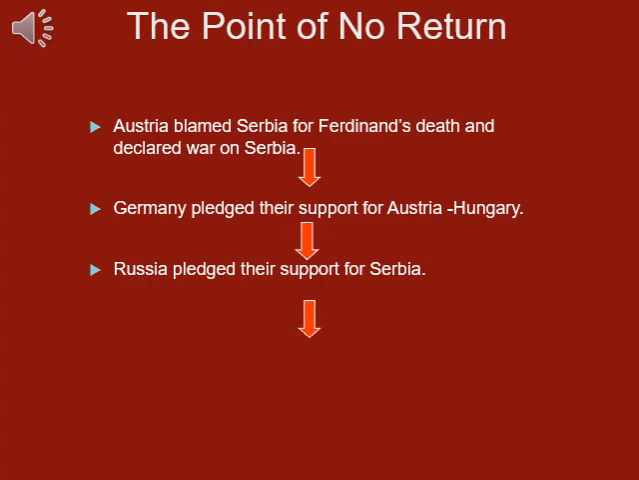This led to the point of no return. Austria quickly blamed Serbia for Ferdinand's death and declared war on Serbia. Germany, citing their alliance with Austria-Hungary, pledged their support for Austria-Hungary. Russia, citing its alliance with Serbia, pledged their support for Serbia.